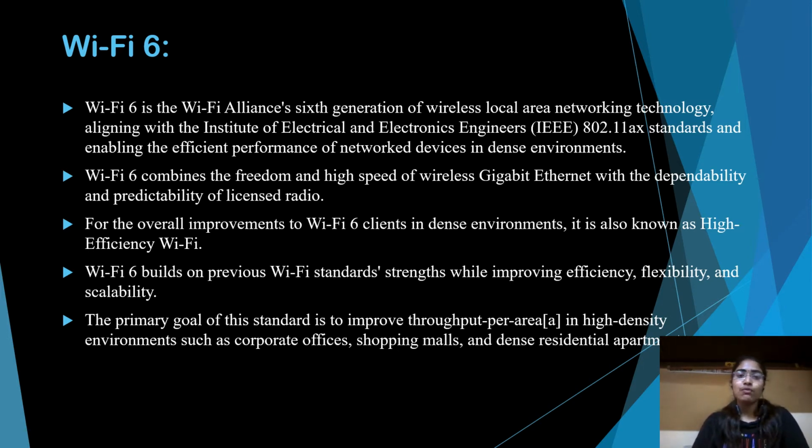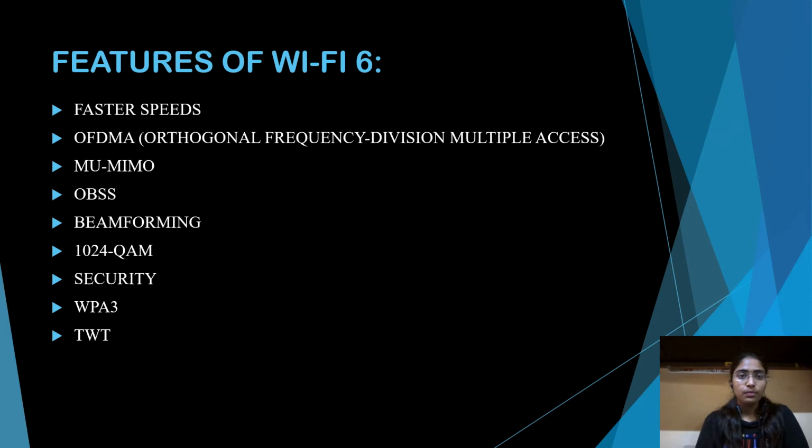Wi-Fi 6 builds on previous Wi-Fi standard strengths while improving efficiency, flexibility, and scalability. When we compare Wi-Fi 6 with Wi-Fi 5, the efficiency, flexibility, and scalability are improved. The primary goal of this standard is to improve throughput per area in high density environments such as corporate offices, shopping malls, dense resident apartments, universities, and everything. Let us see the features of Wi-Fi 6: faster speeds, OFDMA, multi-user MIMO, OBSS, beamforming, 1024 QAM, security, WPA3, TWT.